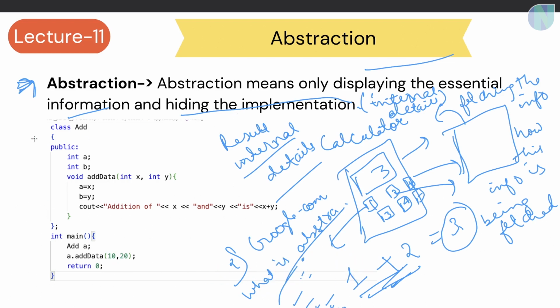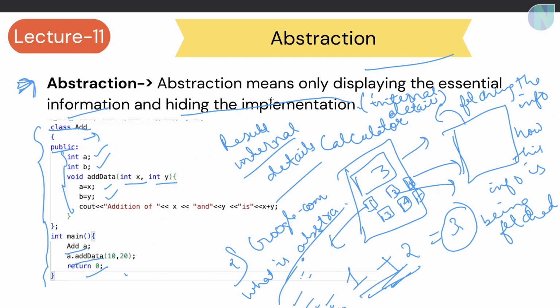So basically as you can see in this particular example, here is a class addition. Here you are using an access specifier public, and here you are giving int a, int b. We are adding the data, void add data, int x, int y. a is equal to x, b is equal to y, and then we are doing the addition of this, and here we are calling a dot add data, return 0. Okay, so this was the function, all about what it is doing.